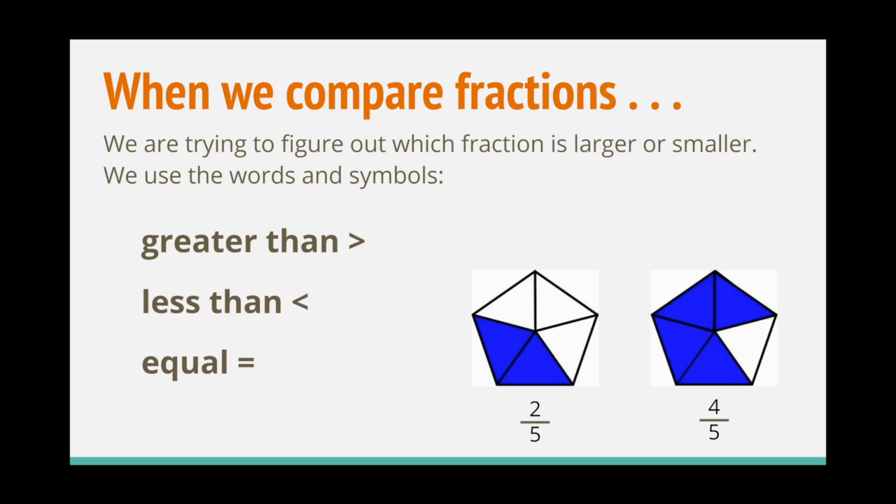So when we compare fractions, we're trying to figure out which fraction is larger or smaller. We use the words and symbols of greater than, less than, or equal to. So if we're going to talk about this one right here, 2/5 is less than 4/5 because there's less blue colored in or shaded in.